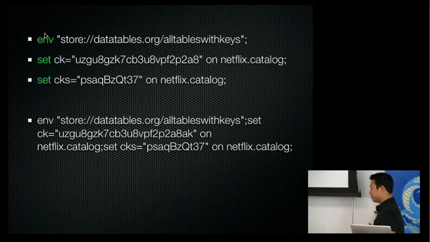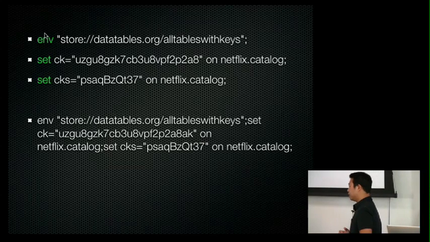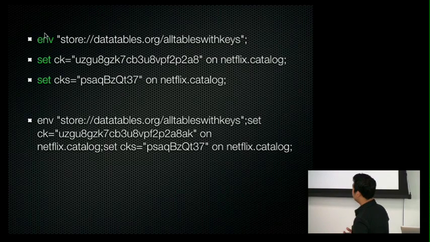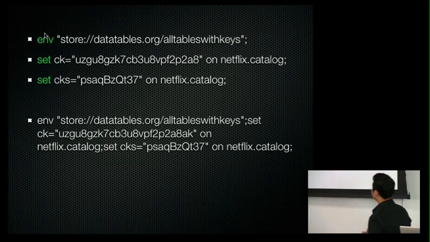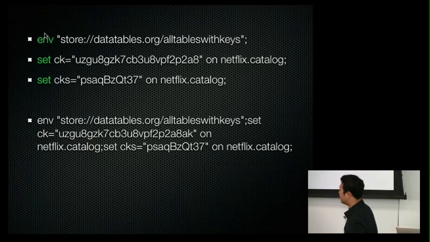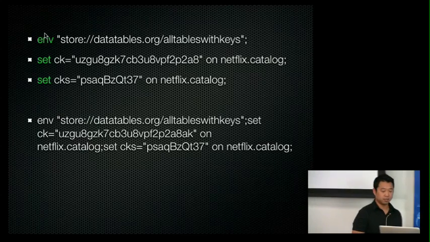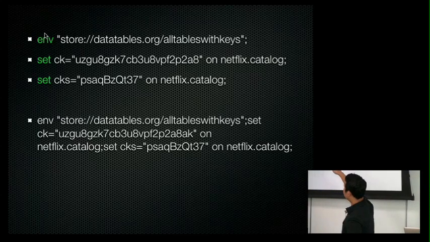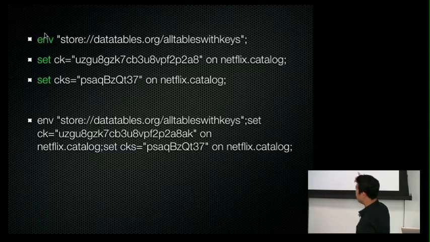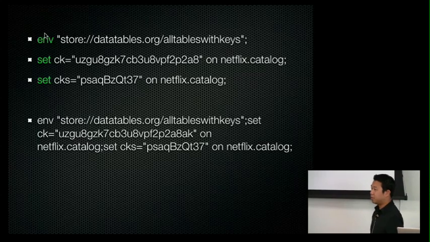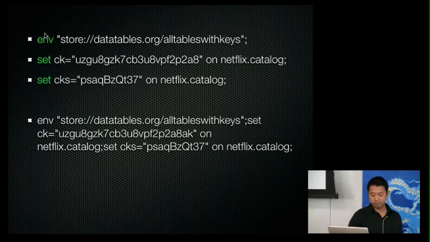So how do I go about creating a custom environment to hide my CK and CKS? Well, the first thing I need to do is use the env keyword to tell the custom environment where the table I want lives. And then again, I use the set keywords to set the keys and secrets on the Netflix catalog tables. And then in the end, I basically make it one big string here. So this bottom part is just a big string delineated by semicolons. And this is the value that I'm going to insert into YQL storage to get my custom environment.